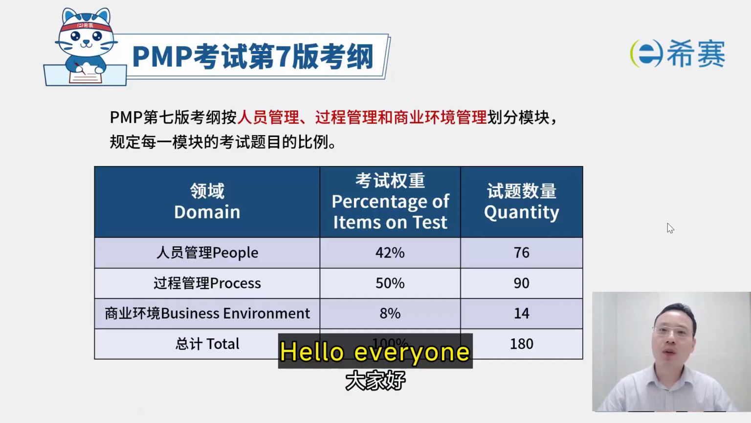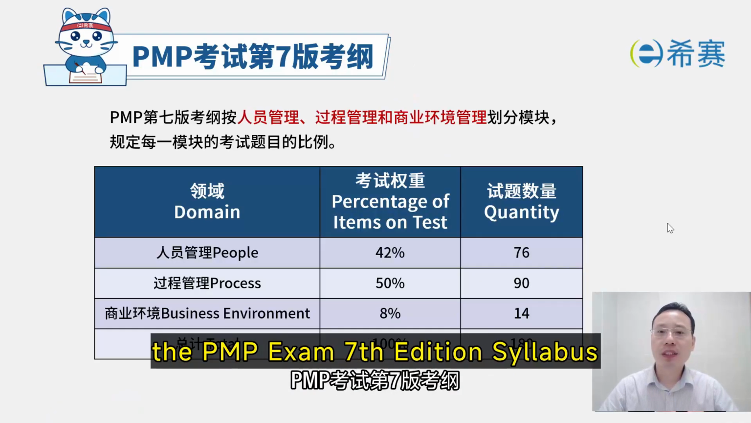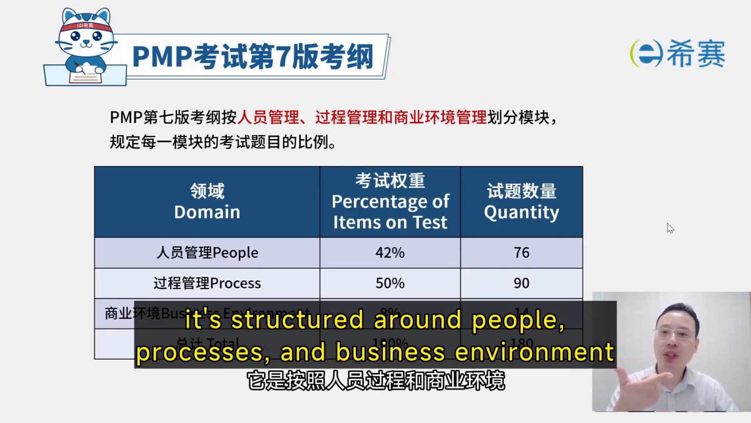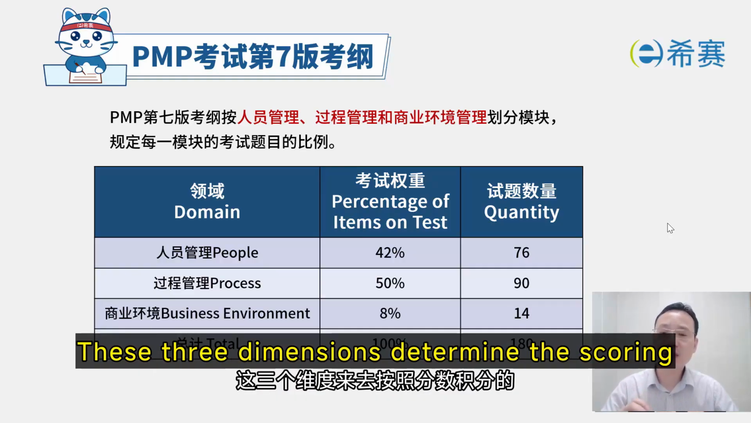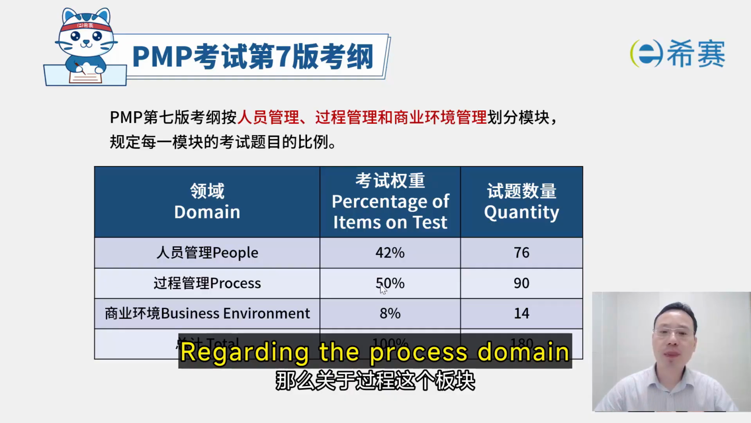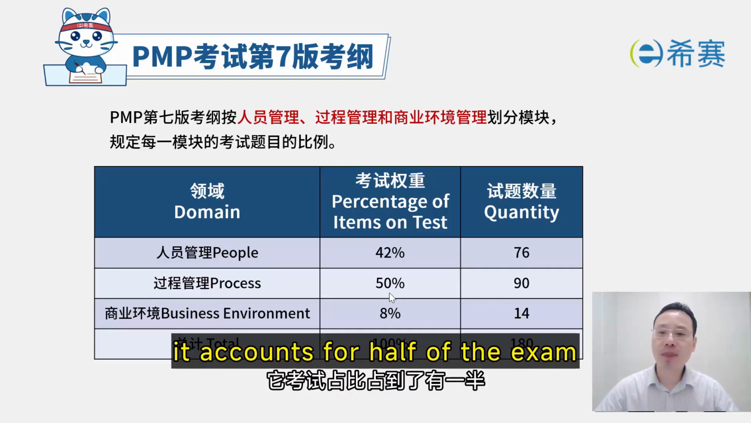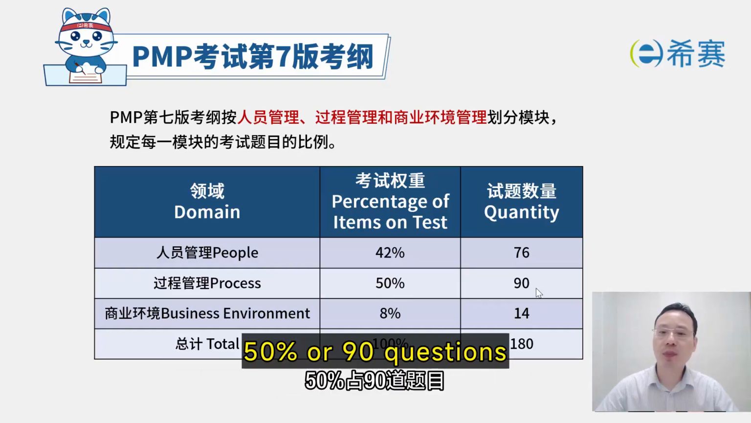Hello everyone. Now, let's discuss the PMP exam 7th edition syllabus. In this edition, it's structured around people, processes, and business environment. These three dimensions determine the scoring. Regarding the process domain, it accounts for half of the exam, 50% or 90 questions.